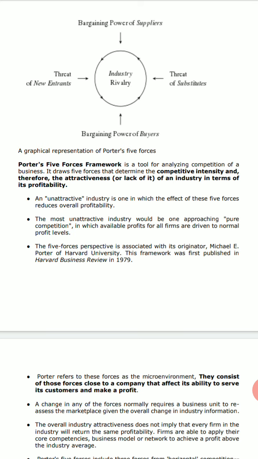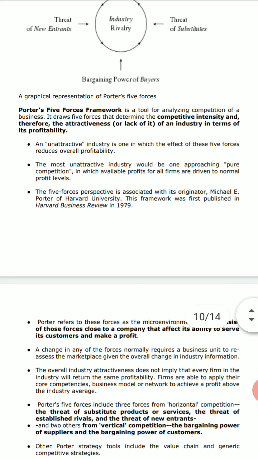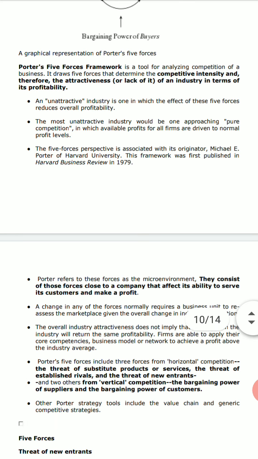Now, an unattractive industry is one in which the effect of these 5 forces reduces overall profitability, right? That means unattractive means these 5 forces are really very much affecting the firm. And the most unattractive industry would be one approaching pure competition, in which the available profits for all the firms are driven to normal profit levels.